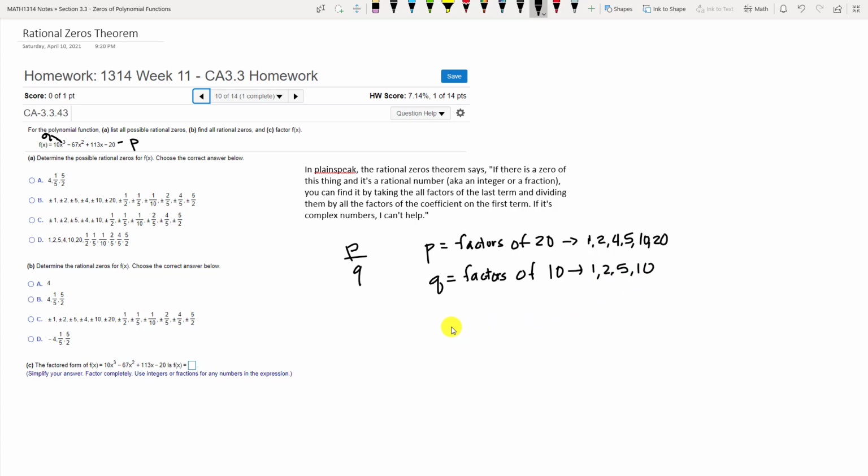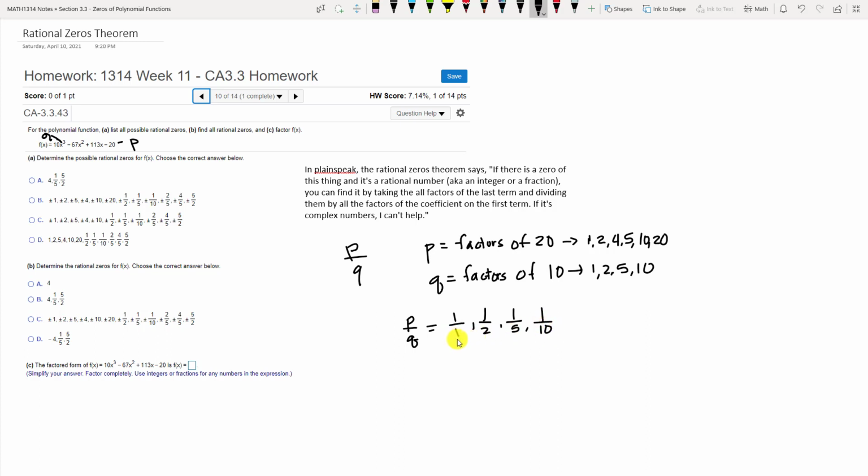And so what we're going to do is create fractions out of P over Q. You have to think of all the possible P's over all the possible Q's. Let's start with P equal to 1, so we could have 1 over 1, 1 over 2, 1 over 5, and 1 over 10. All those are possible zeros of this polynomial.